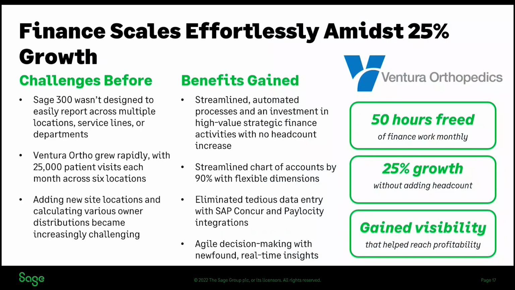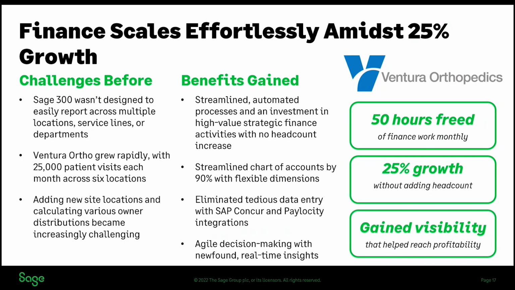They had some challenges. They were currently using Sage 300, and it really didn't give them the reporting that they needed across all of those different locations. Again, some benefits that they got: 50 hours freed alone on finance work. I think about that consolidated dashboard. That consolidated dashboard that I showed you, if you don't have a solution like Sage Intacct, could take you as much as 40 hours to pull that together at the end of the month.